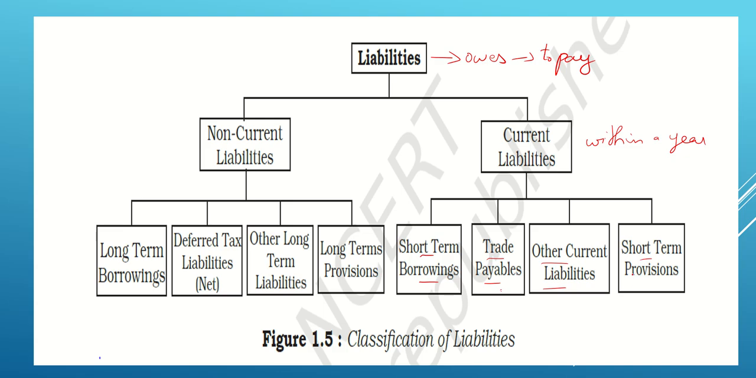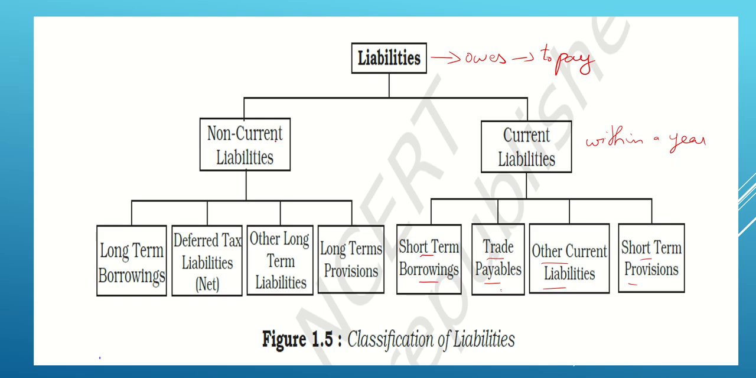And short-term provisions. Supposing the company expects some expenses or loss to happen, the company will set aside an amount as provisions. That amount will also be shown under current liabilities. For example, there is the provision for bad debts. If a few debts cannot be recovered from the debtors, those will be called bad debts. So the company makes a provision for bad debts, which will come under short-term provisions.